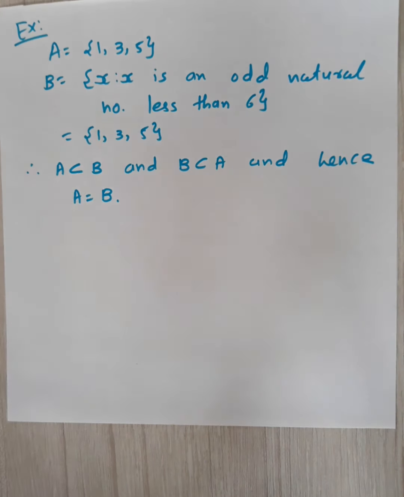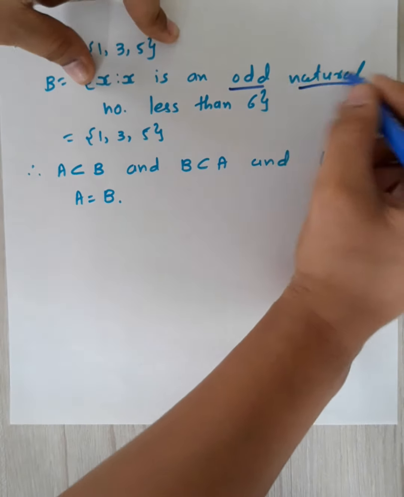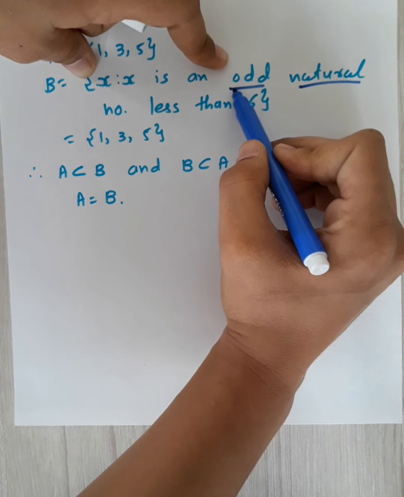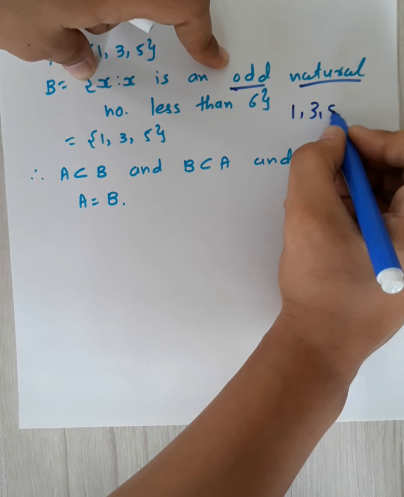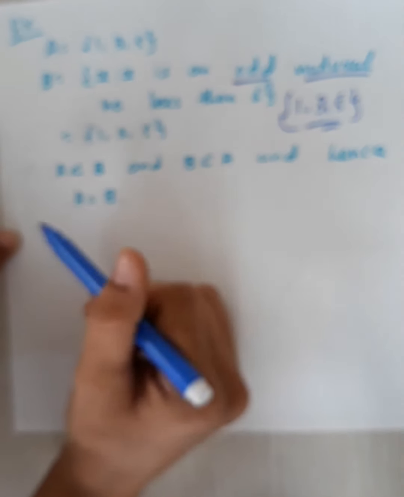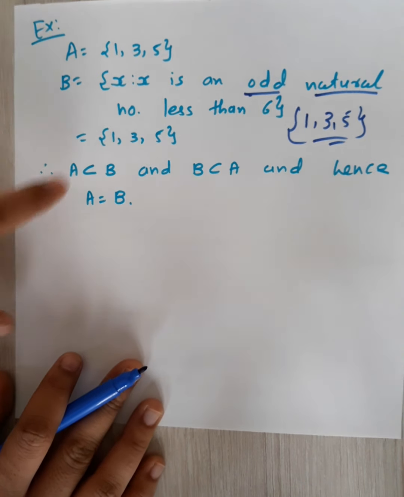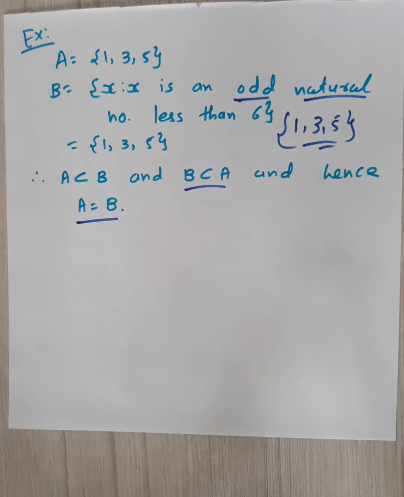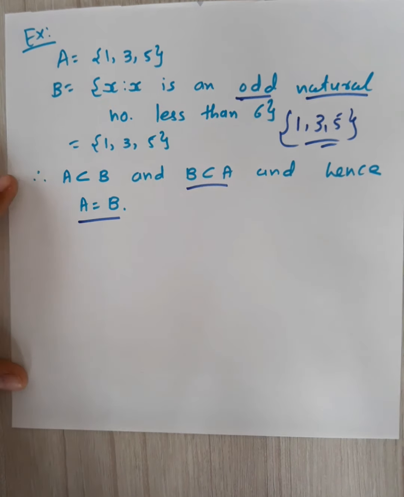Let's take one example of it. A is equal to {1, 3, 5}, B is equal to {x : x is an odd natural number less than 6}. Odd natural number less than 6. Odd and natural, both the terms. Understood very well, odd and natural. So 1, 3 and 5. So A subset B, how can we frame our answer? We can frame our answer like this: A subset B and B subset A. Hence A is equal to B. In this way, in equal sets we will represent our subset. Okay, I hope you all understood.